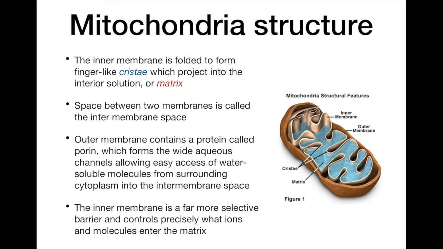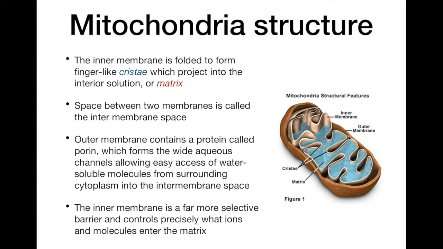Now, we said that mitochondria have two membranes which form an envelope. The inner of this is folded to form finger-like cristae. This is a crista, and this is the inner membrane. You see how it is being folded? Why is it folded? We will see why. The space between the two membranes here is called the intermembrane space.